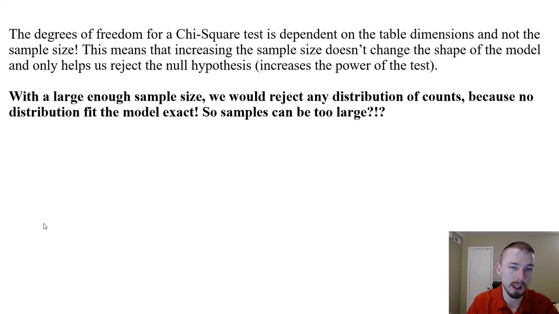With a large enough sample size, we could reject any distribution of counts because no distribution would fit a model exactly. So sample sizes can actually be too large. At some point, if you have too large of a sample, you would be able to reject pretty much anything because it's parameterized by the degrees of freedom, not by the sample size. And so the sample size doesn't actually affect it as much. It's a really weird thing, but just keep in mind, with a large enough sample, you can say there's an association between anything. So, kind of scary, right?